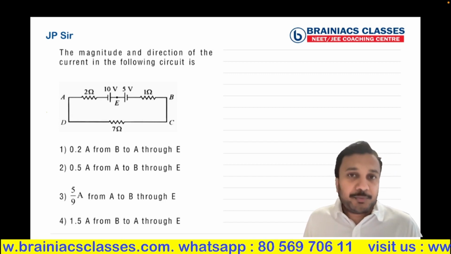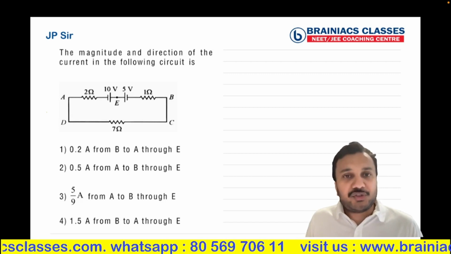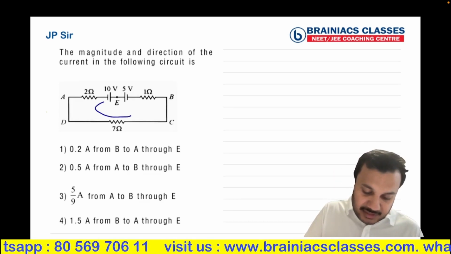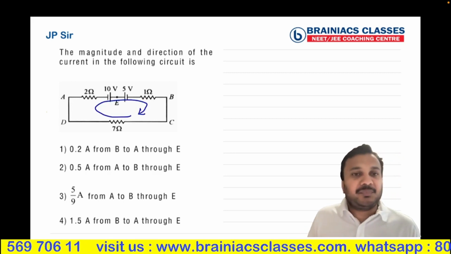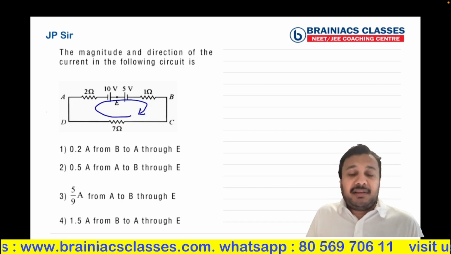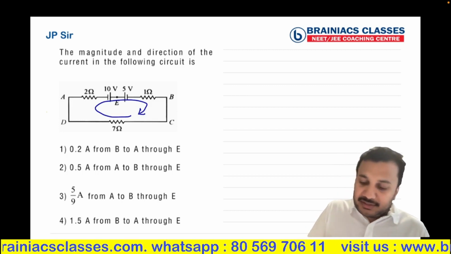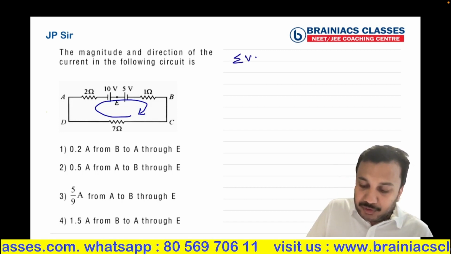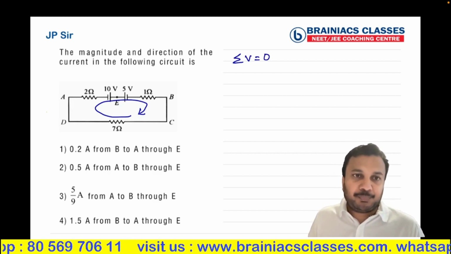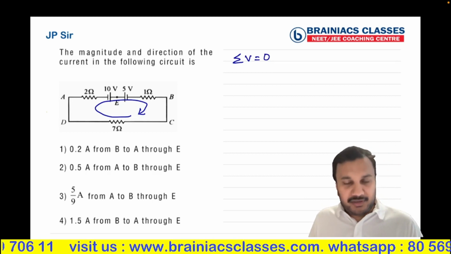Here, how many loops do we have? Loops means closed paths. We have only one closed path. So this is our closed path. In this closed path, we can apply Kirchhoff's voltage law. What is Kirchhoff's voltage law? The total voltage is equal to 0 for any closed path. You can apply this principle. So we have to find out the total voltage.